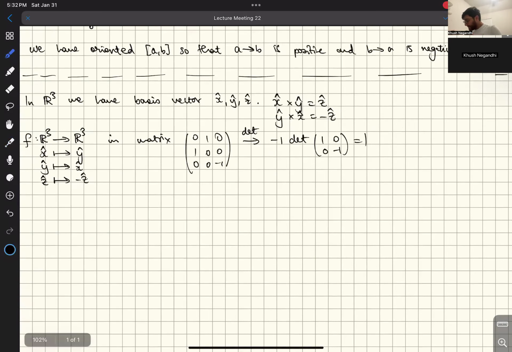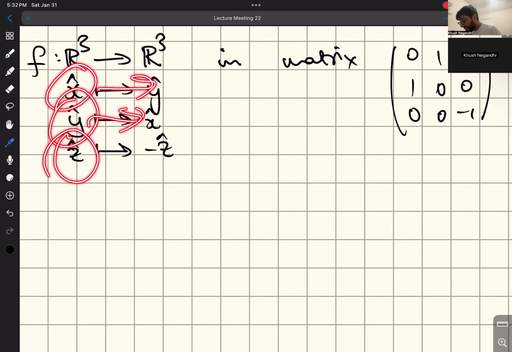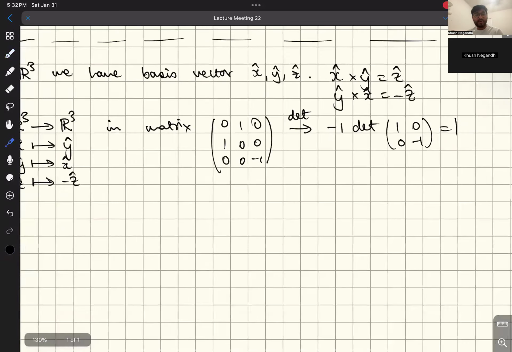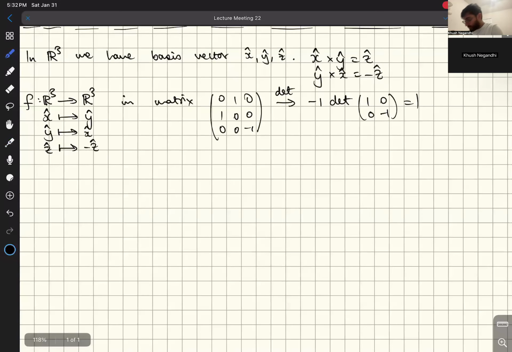Similarly, if I simply mapped x to y hat, y to x hat, and z to z hat, then we would see that the determinant would be -1. And since it's -1, we see that it's negatively oriented with respect to the standard orientation on R3. So we can now make this more precise.